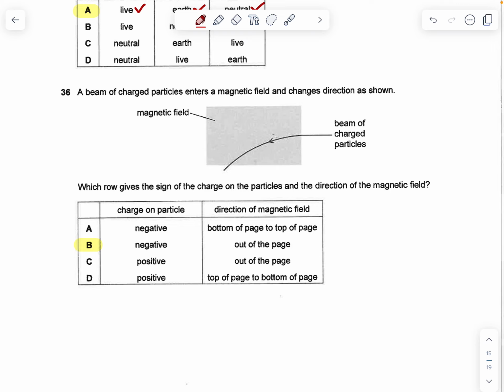Question 36. A beam of charged particles enters a magnetic field and changes direction as shown. So for magnetic field B, you're guessing the magnetic field direction. So the only combination that will work is that the beam particle was a negative particle and the magnetic field was out of the page, like this. The dots mean out of the page.